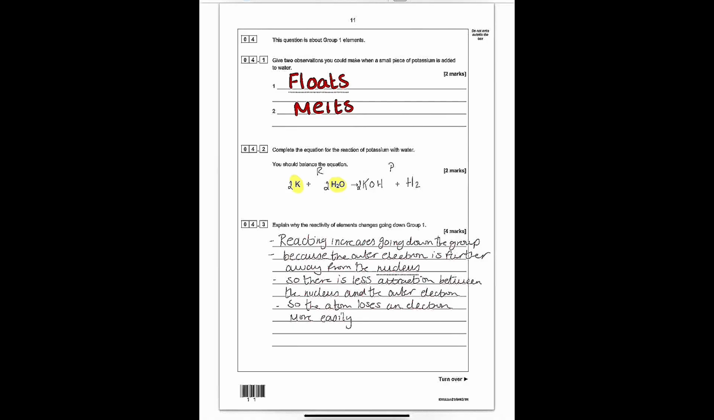And it is the same for each of the elements in group 1, and that will get you 2 marks over here. The next question is to do with the trend in the reactivity of group 1 elements. So explain why the reactivity of elements changes going down the group.